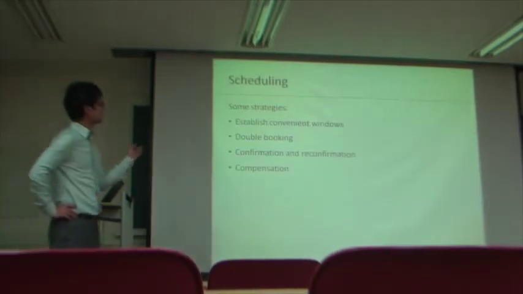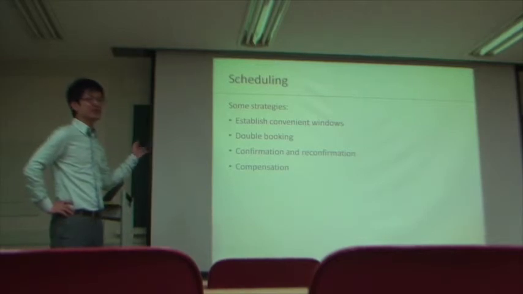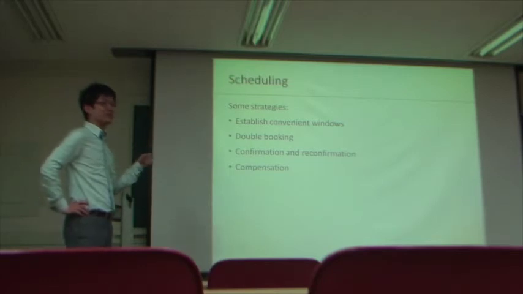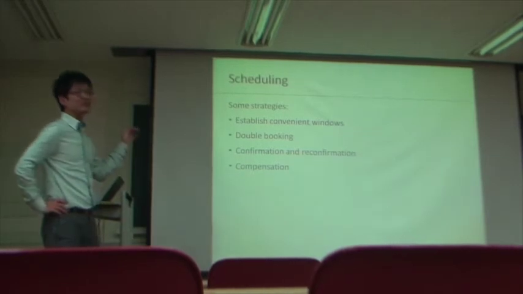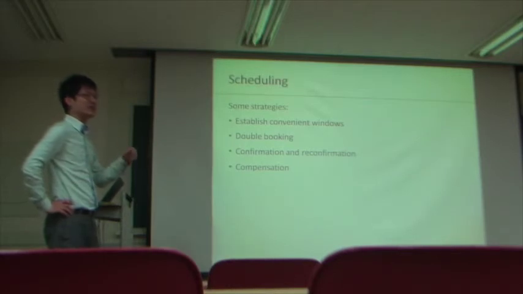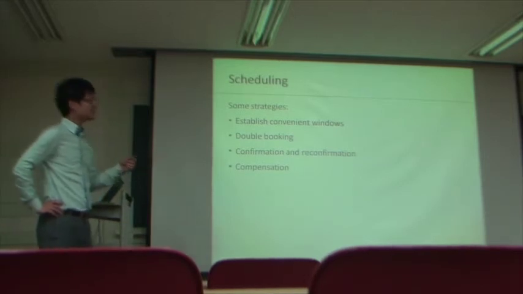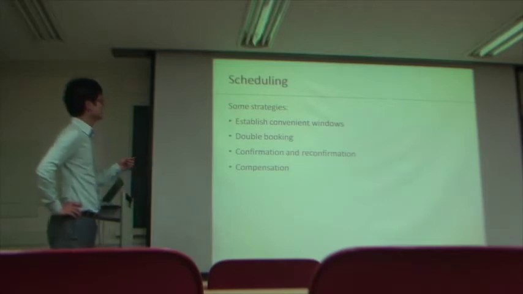Okay, so another important thing is doing the schedule. Sometimes you are very likely to ignore this, but it matters before you talk to your participants. The first is you have to establish convenient windows, meaning you have to provide your contact information to a person, and you have to have the contact information of the person you talk to. Also, you have to avoid double booking. And you have to do confirmation and reconfirmation.